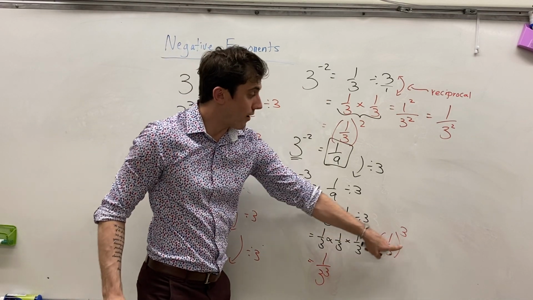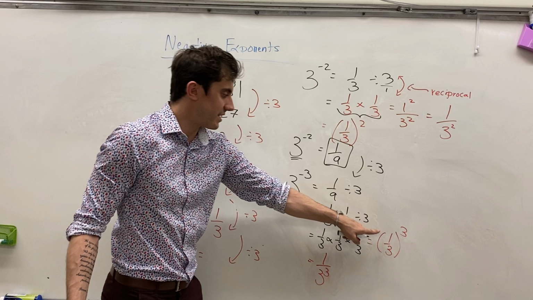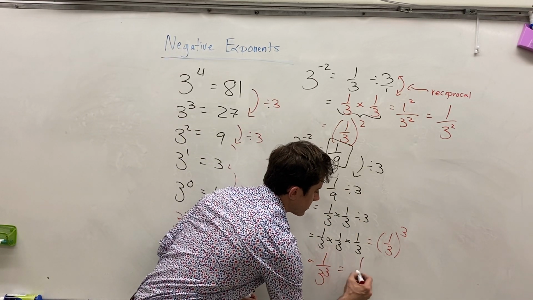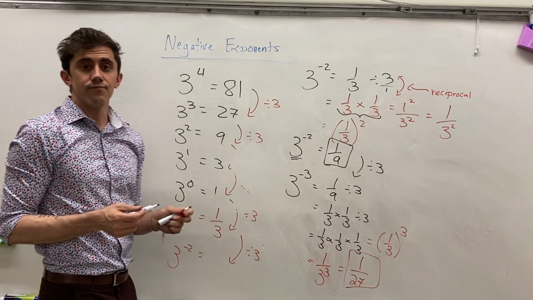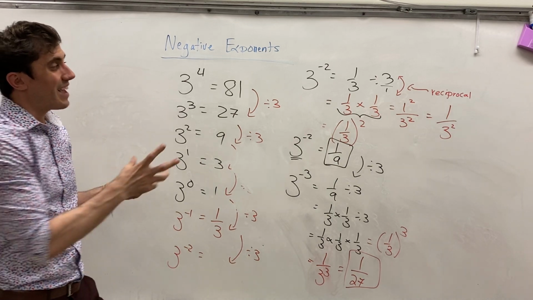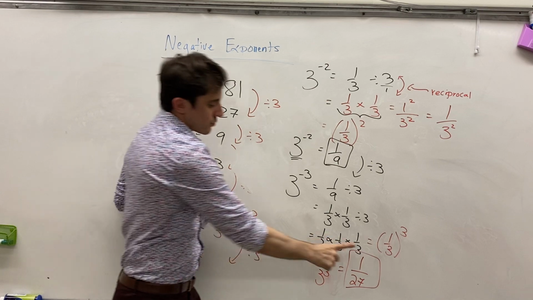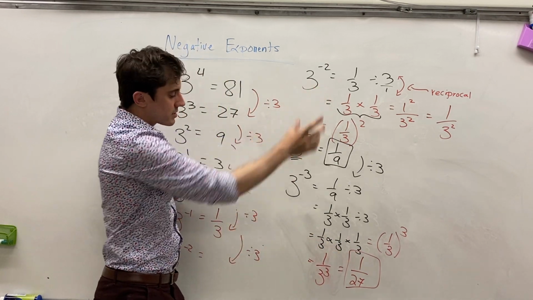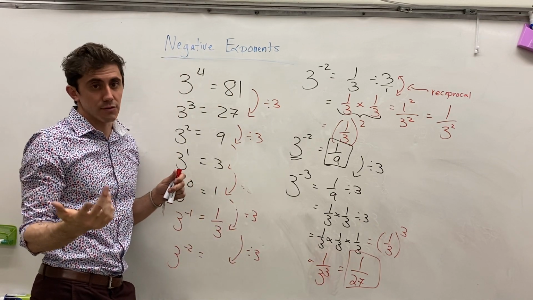So 1 over 3 all cubed, or 1 over 3 cubed, because 1 to the power of anything is simply 1. And we know that if we actually evaluate this, we get a value of 1 over 27, okay? So I'm guessing you're starting to see a pattern with the negative exponents, and this isn't unique to a base of 3. This result is unique to integer bases, which means bases that are nice whole numbers, but this pattern would work with any base we may decide to use.